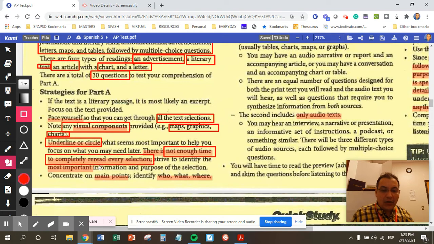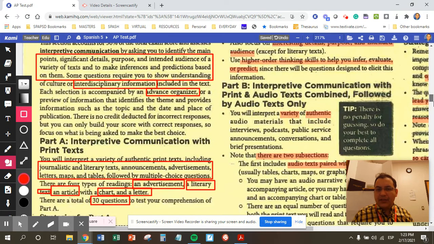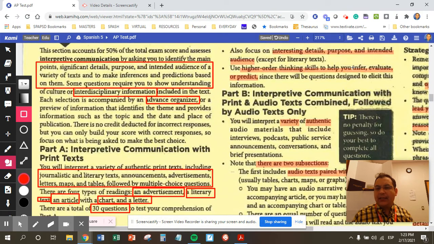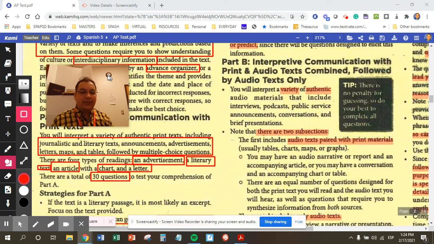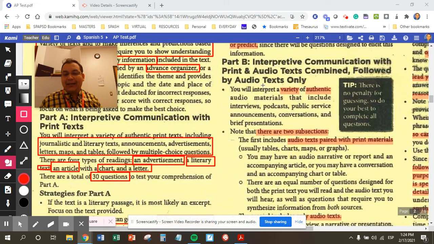Strive to identify the most important information and purpose of the selection. The next one, concentrate on main points. Identify who, what, where, and focus on interesting details, purpose, and intended audience. Okay. Use higher order thinking skills to help you infer, evaluate, or predict, since there will be a question designed to elicit this information.